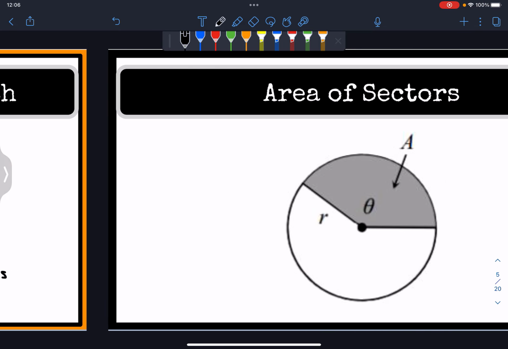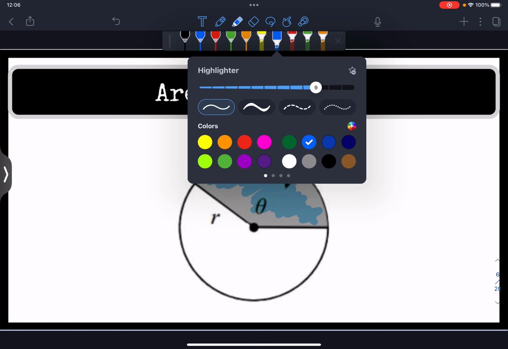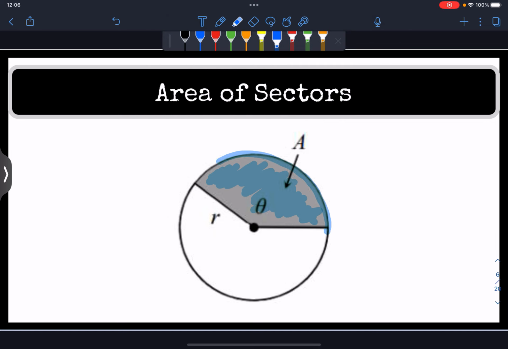Now, moving on to the area of a sector. To get the area of a sector, first of all, a sector is the inside part of an arc. So again, this is my arc, and the area would be all of this. R is our radius, theta is the measurement of the angle, and we're looking now for A, the area of this sector.